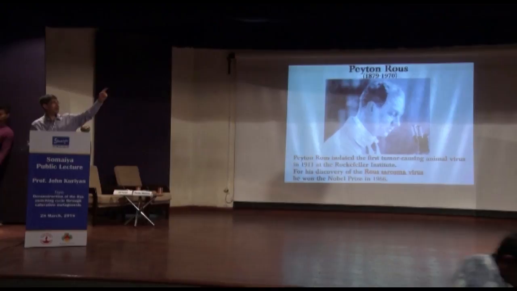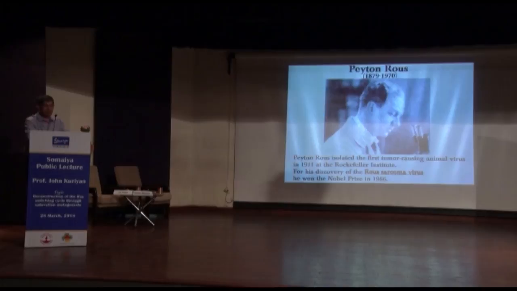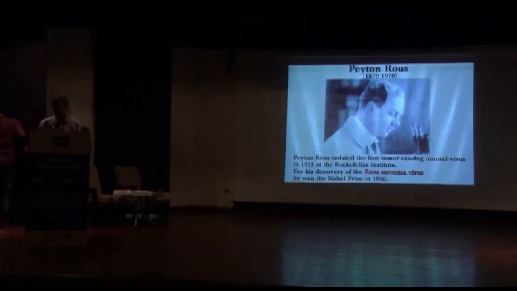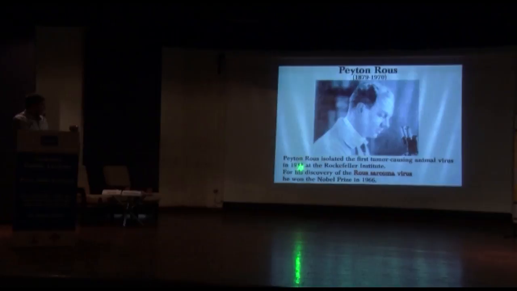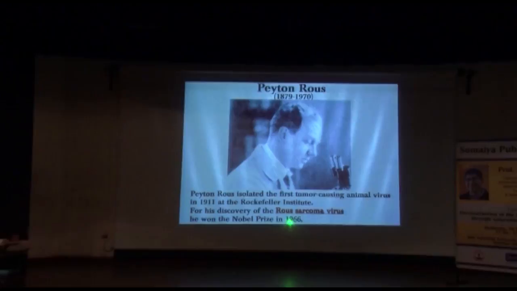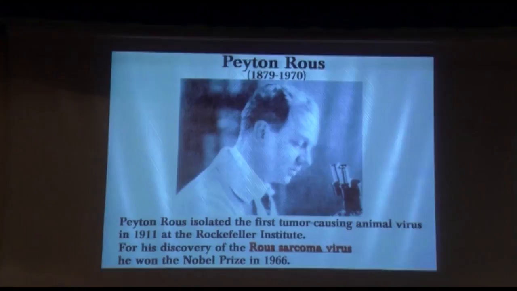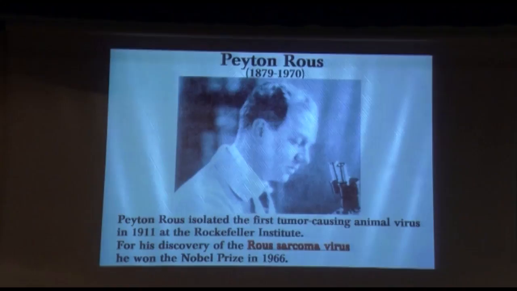Okay. Great, thank you. So here's a picture of Peyton Rous, who won the Nobel Prize in 1966. Now I want you to look at some numbers on this slide. He discovered this thing that I want to tell you about in 1911, and he won the Nobel Prize in 1966, which is 55 years later. In 1911, Peyton Rous was 31 or 32, which means that when he won the Nobel Prize, he was 86.